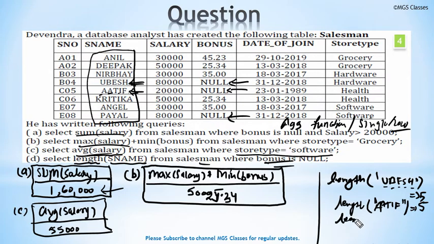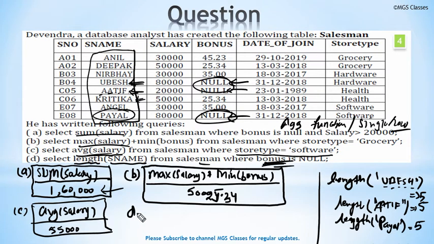Now, the length function is a single row function, that's why it is applied on each row individually. So here, only those rows which have the bonus null are considered, because of the condition in this where clause. Where bonus is null, one more name is there, pile. So the length of pile is what? It is also the same, that is 5.